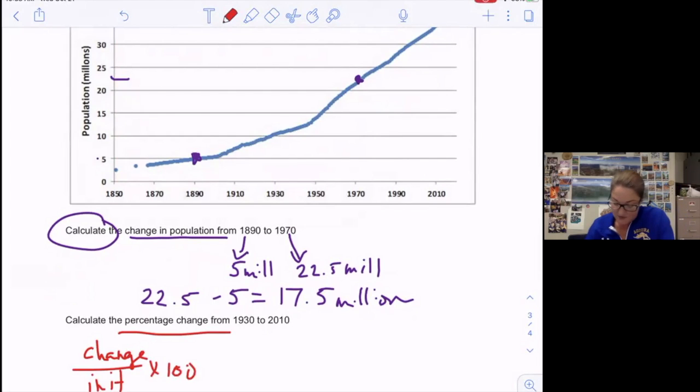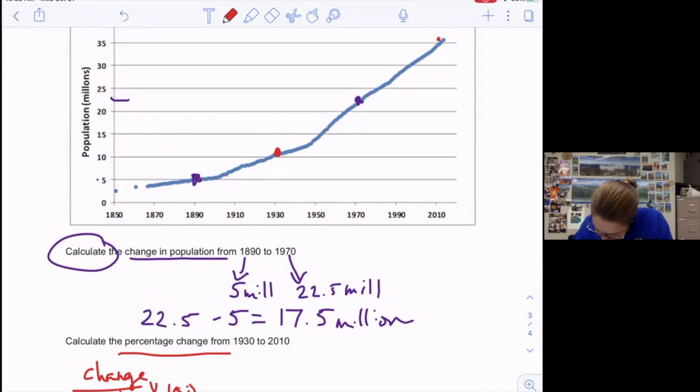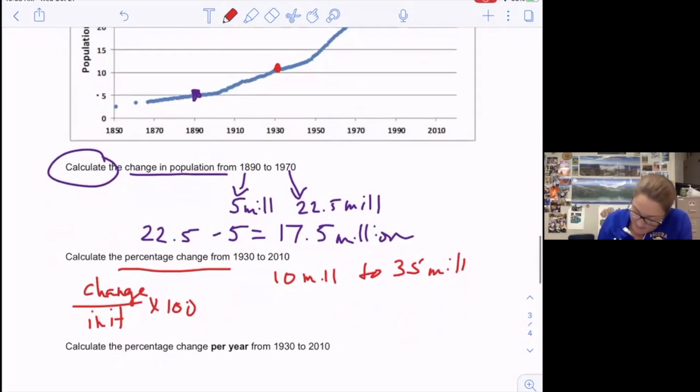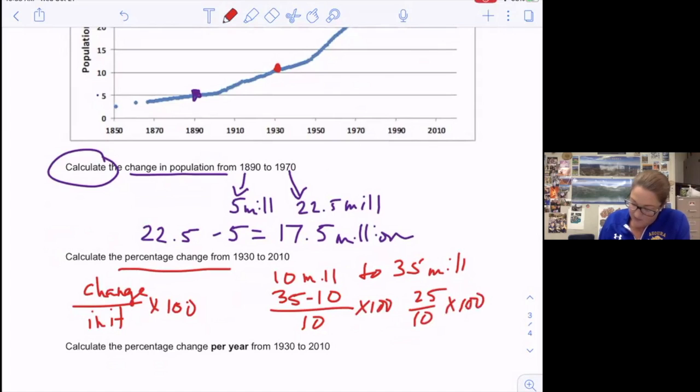And now I'm being asked from 1930 to 2010. Okay, so from 1930 to 2010, it looks like it goes from 10 million to 35 million. My change is 35 minus 10 over my initial value of 10 times 100. So 25 over 10 times 100, and the population changed by 250%.